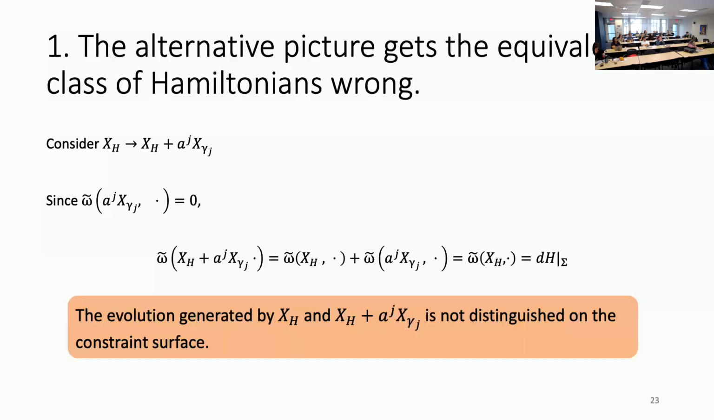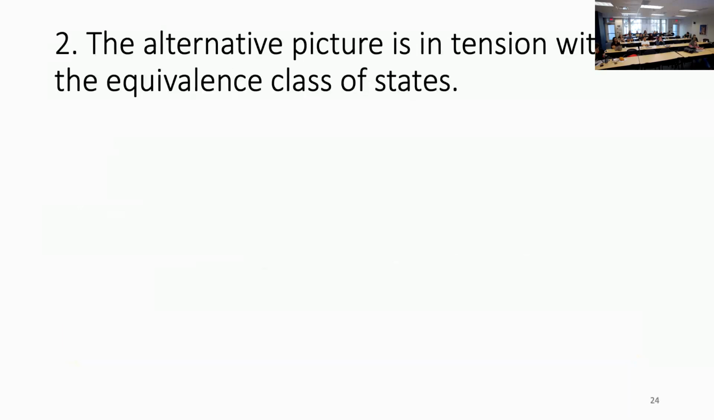So what this suggests is that as long as we're on the constraint surface, the evolution generated by a Hamiltonian vector field, and that Hamiltonian vector field plus some arbitrary combination of the vector fields associated with the first class constraints, is not going to be distinguished. And notice that there's no difference here between the primary and secondary constraints, since they both have the same structural role of being first class. That seems to be the important property here. The second argument is that this alternative picture is in tension with the equivalence class of states.